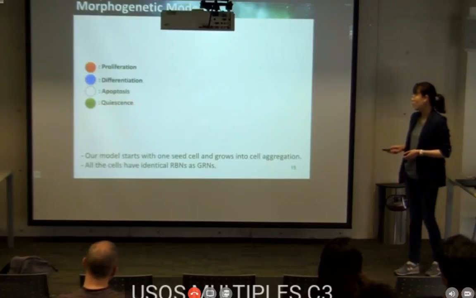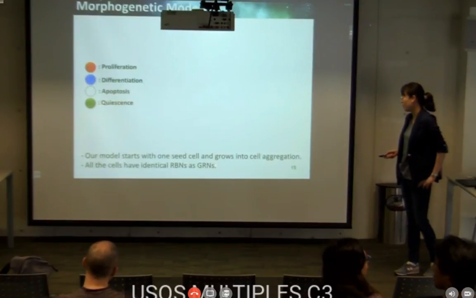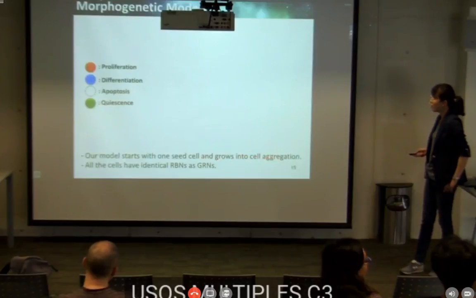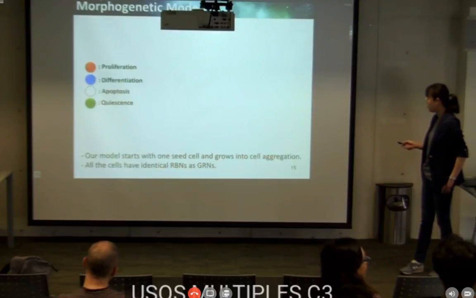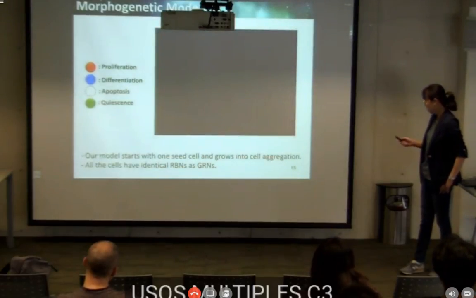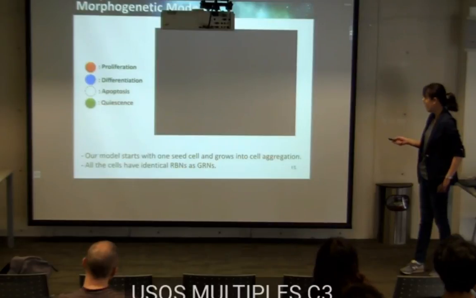Our morphogenetic model starts with one seed cell and grows into a cell aggregation. All the cells have identical random Boolean networks as gene regulatory networks. This is a movie showing a morphogenetic pattern.